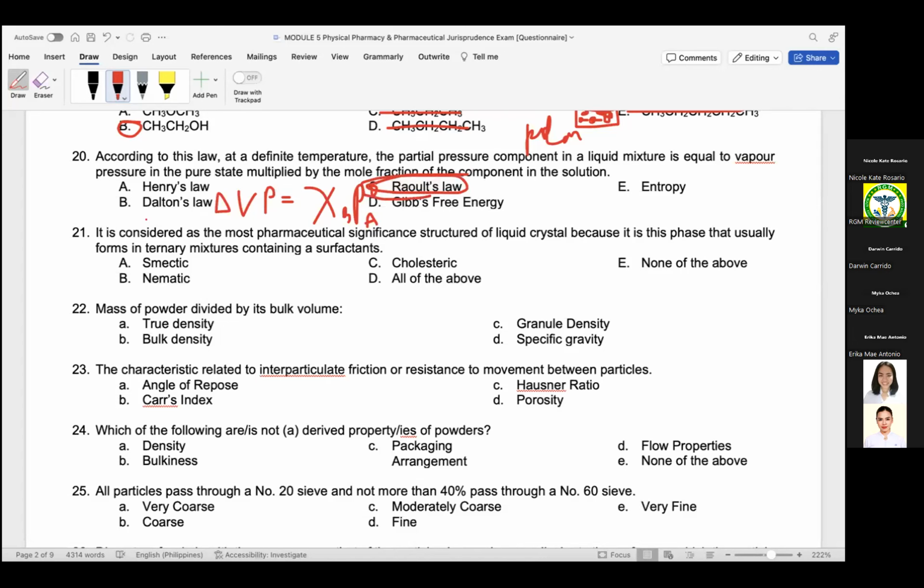Henry's law, this is about the solubility of the gas. Dalton's law, this is about the law of partial pressure. No, the sum of each partial pressure exerted by individual gas is the total pressure. The Gibbs phase rule determines the independent variables that define the state of the system. And entropy is just the molecular randomness. So the correct answer here is letter C.